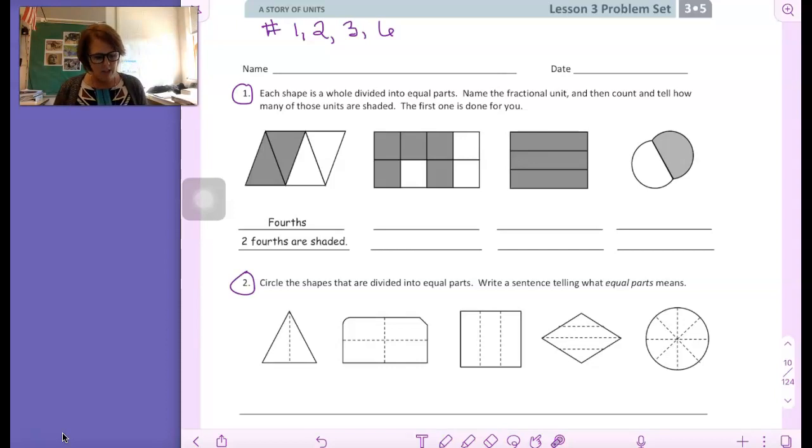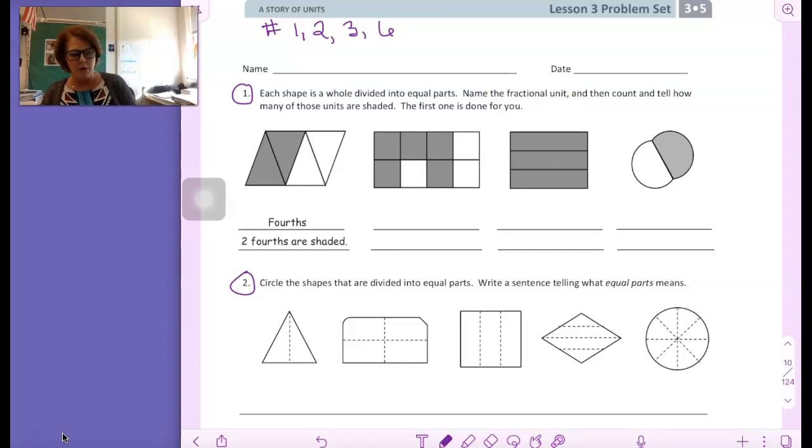I want you to read the directions yourself or read them with me. Each shape is a whole divided into equal parts. Name the fractional unit and then count and tell how many of those units are shaded. The first one is done for you. So let's talk about what these fractional units could be.